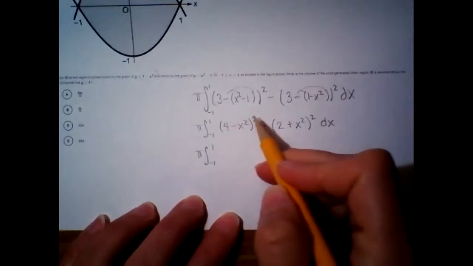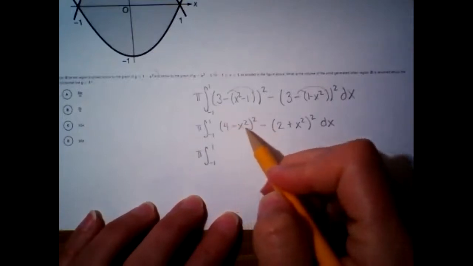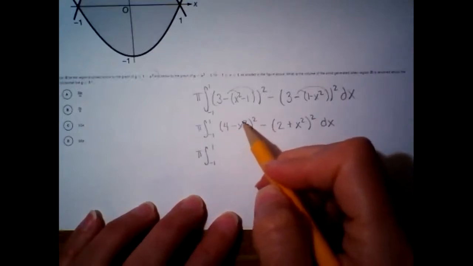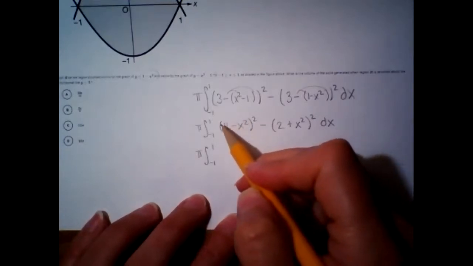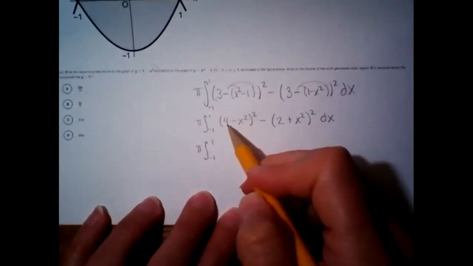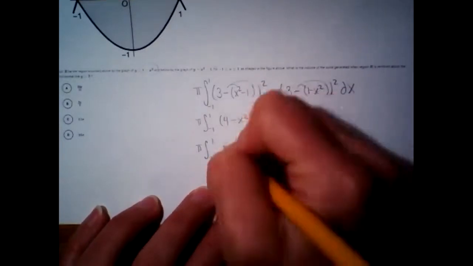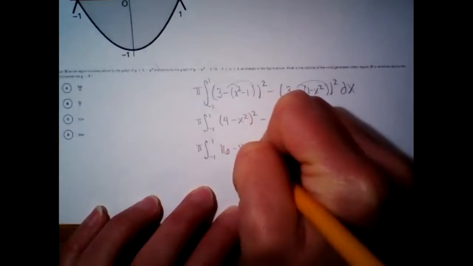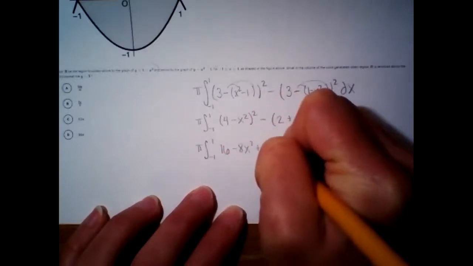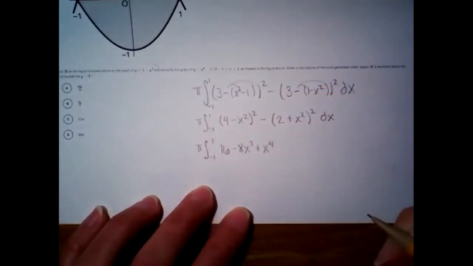We're still distributing everything. If you want to write off to the side 4 minus x squared times 4 minus x squared, so you can see that, if that helps you, go ahead and do that. I've been doing that a lot for these problems. For the sake of time here, I'm just going to multiply this out. This would be 16 minus 8x squared plus x to the 4th.